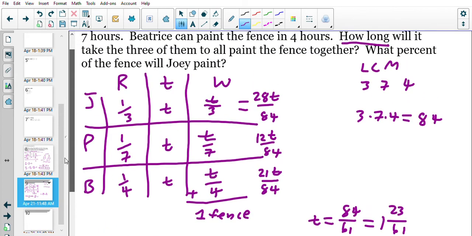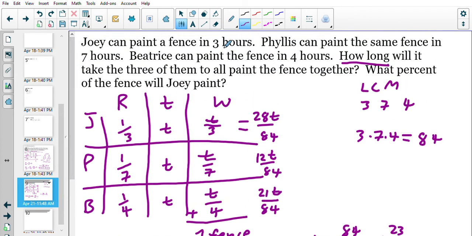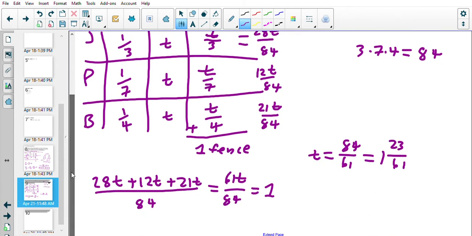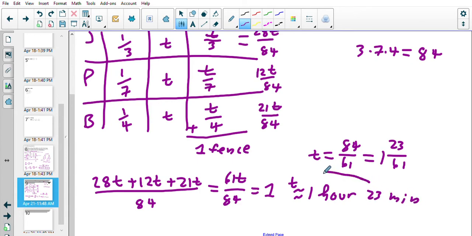And if we look back, we notice that our units were all in hours. So this time is in hours. So we could say 1 hour. And since 61 is so close to 60, we'll just say the time is about 1 hour and 23 minutes, approximately.